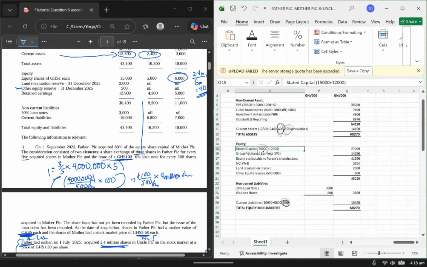Okay, so you take the parent balance of 15,000, then you add what? The 12,000 to it. The 12,000 is the new share exchange. You get 27,000. Group retained earnings, we worked for it already. You just carry it, you bring it here.